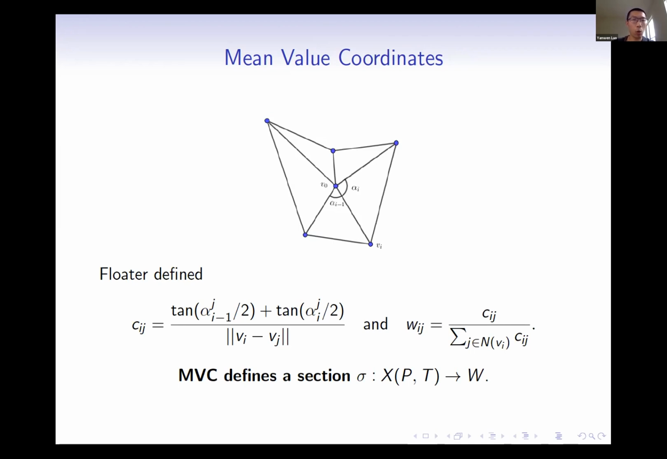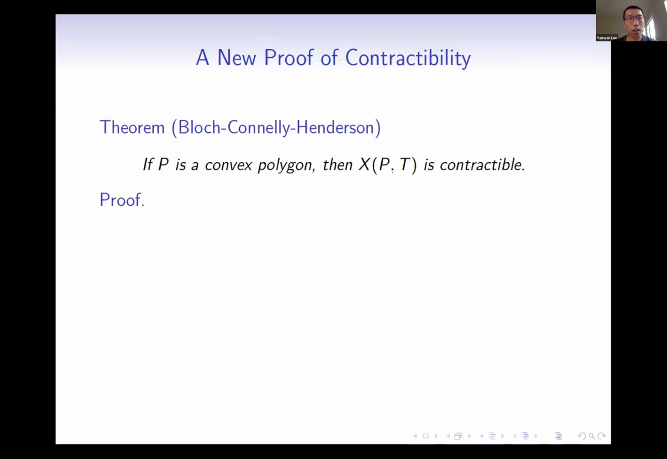And this is a very straightforward computation to check that if we solve a linear system using this Wij as the coefficients, then the result will be exactly the same as what we begin with, as the picture we have here. So this really guarantees that the mean value coordinates defined here really give us a section from the geodesic triangulation to the space of weight. Okay, so once we have this, we can get a very short proof of this contractibility.